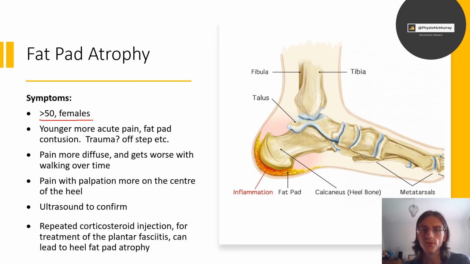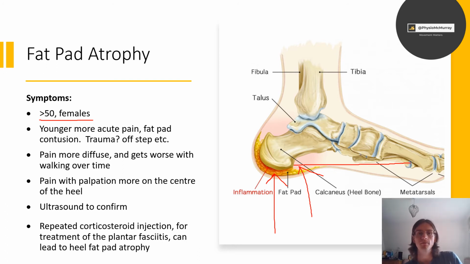The pain's a bit more diffuse, so it's just in all that area all around here. But clinically, you're most commonly going to find it painful right at the bottom there, whereas plantar fasciitis would be in this area as it goes across. So that's where you would find the plantar fasciitis pain. And then that bit there is the fat pad pain.